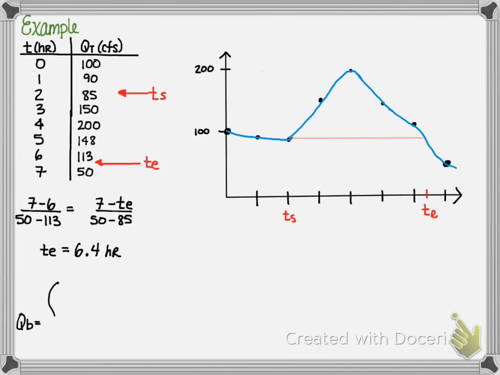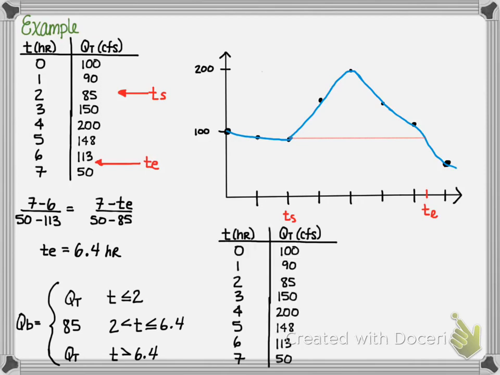Next, we need to construct the base flow equations. So the following shows you the actual equation for this example. Q base flow is equal to the total flow rate when T is less than 2 hours. Q base flow is equal to 85 when T is between 2 and 6.4 hours. And base flow is equal to the total discharge again when T is greater than 6.4 hours.